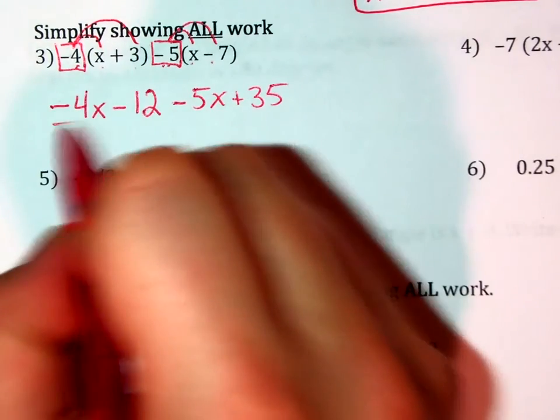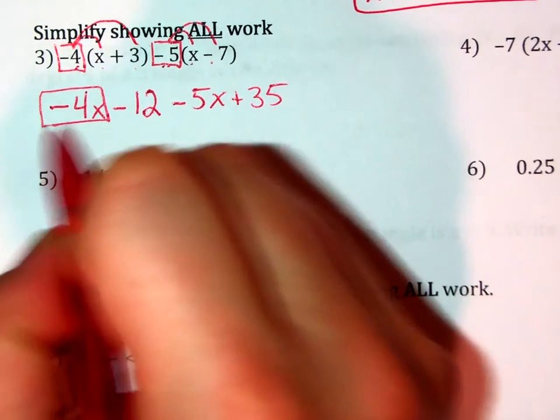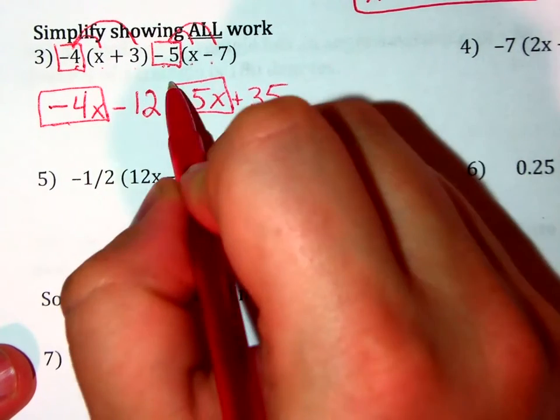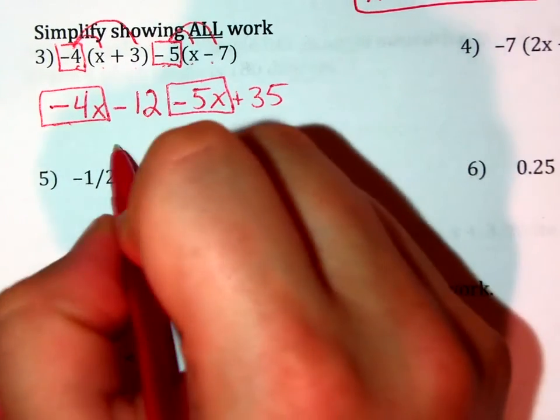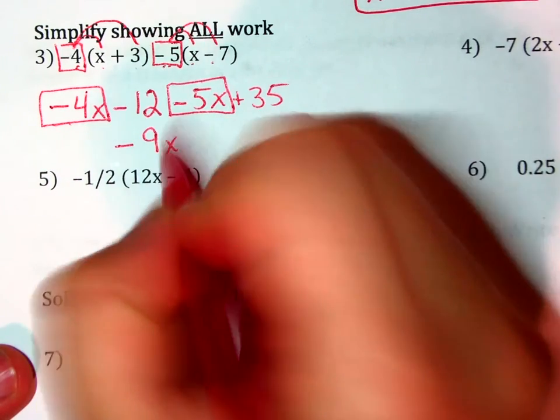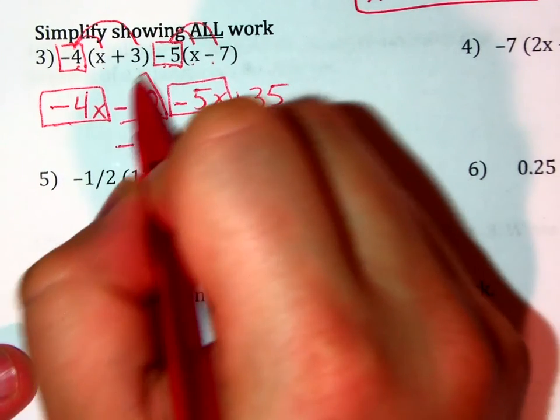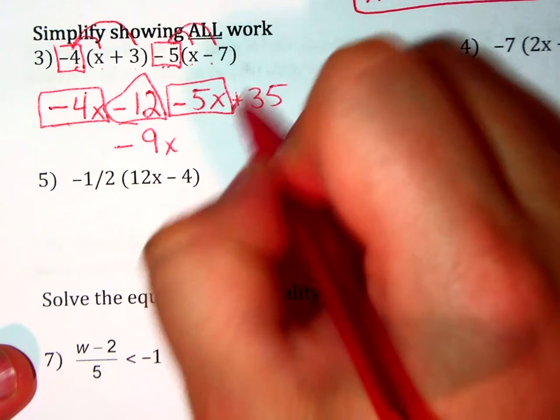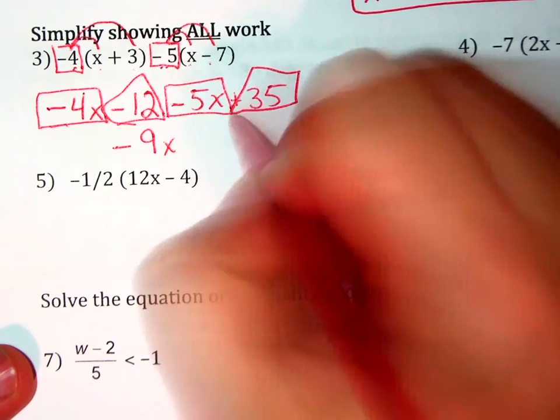Now we simply combine like terms. Well, I have a -4x and a -5x would be -9x, and I have a -12 and a +35.